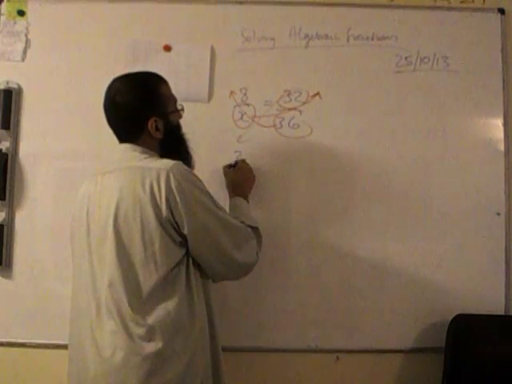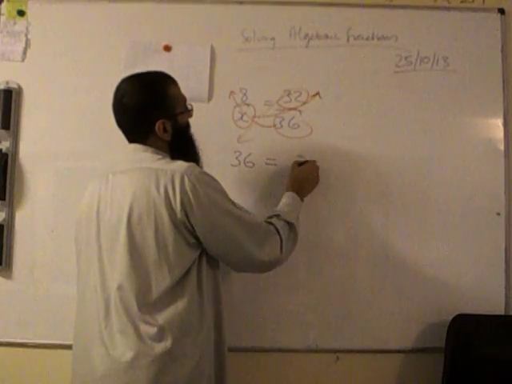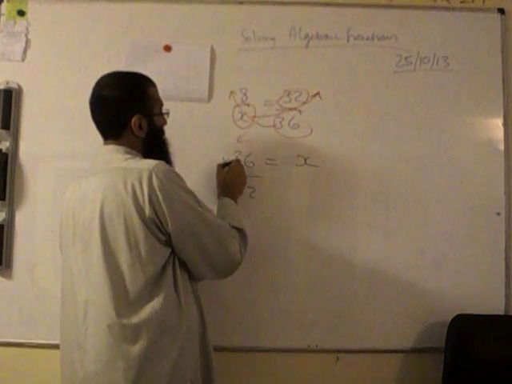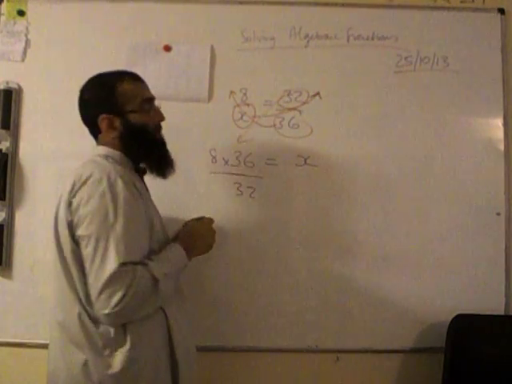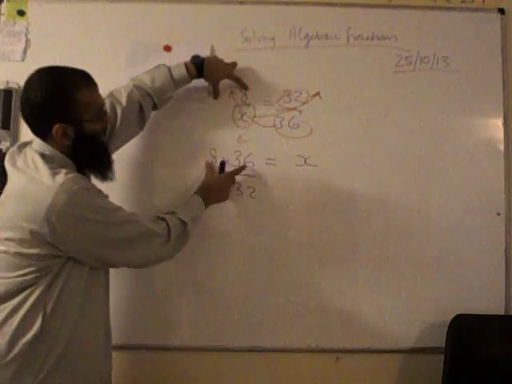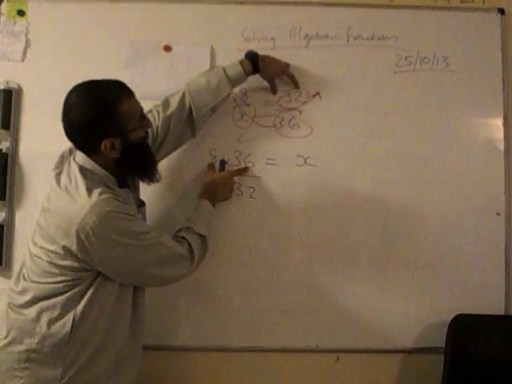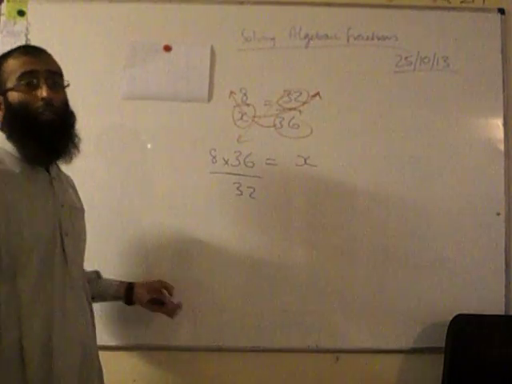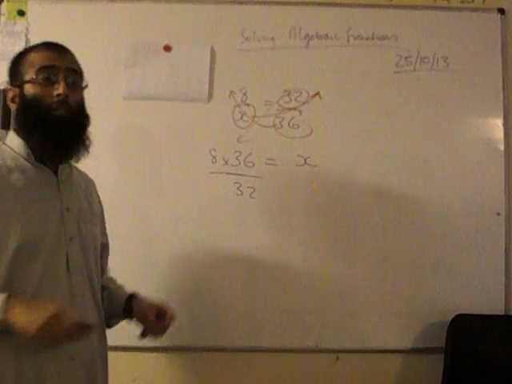So we end up with 36 on this side is equal to x on this side, with 32 on this side, times by 8. Okay, so the bottom number becomes times by the 8, which is here. That top number was a times, becomes the bottom, divided, because it's times by the x here. It's called cross multiplication. Everything just basically changes direction.